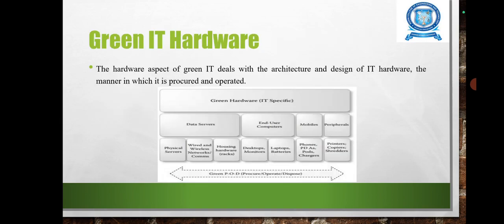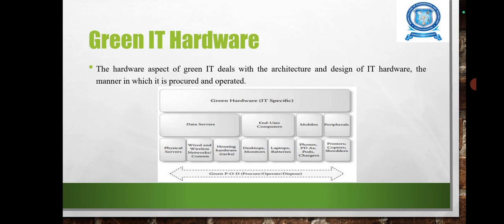Green IT hardware. The hardware aspects of green IT deal with architecture and design of IT hardware, the manner in which it is procured and operated. In this diagram, first we are going to see data servers. It deals with the physical machines and the specific buildings in which they are housed. The next one is end user computers, that means laptops, desktops, their capacities, operational efficiencies. It needs to be discussed from their procure, operate or dispose viewpoint.